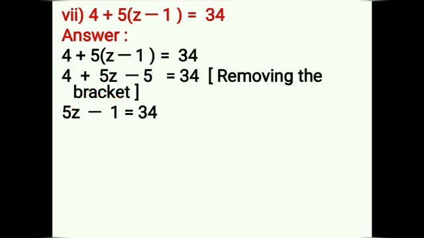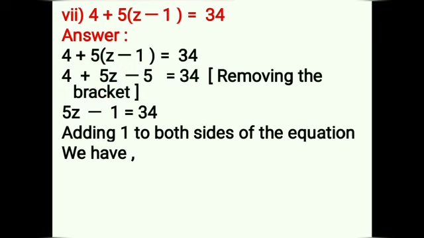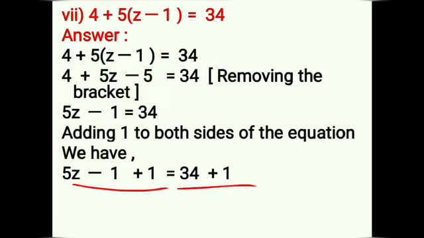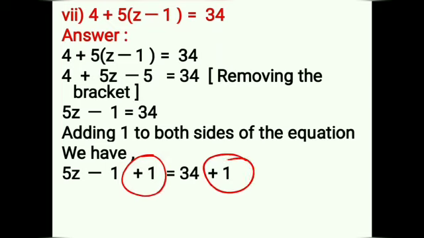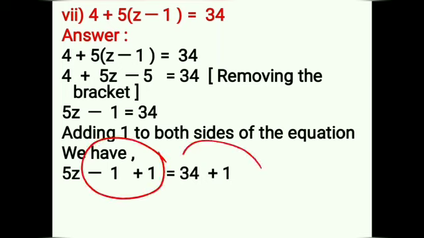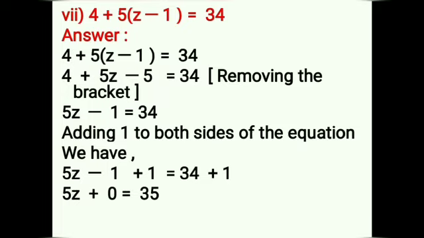So now this one is minus 1, so we have to add. Okay, so adding 1 to both sides of the equation, so we have 5z minus 1 plus 1 which is equal to 34 plus 1. That means we have to add plus 1 to both sides, left hand side as well as right hand side. So now see here, minus 1 plus 1 is 0, 34 plus 1, answer is 35. So here 5z plus 0, answer is 5z, which is equal to 35.